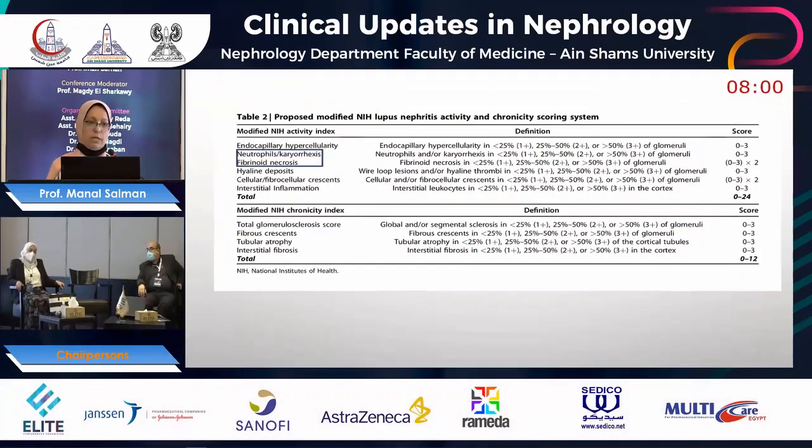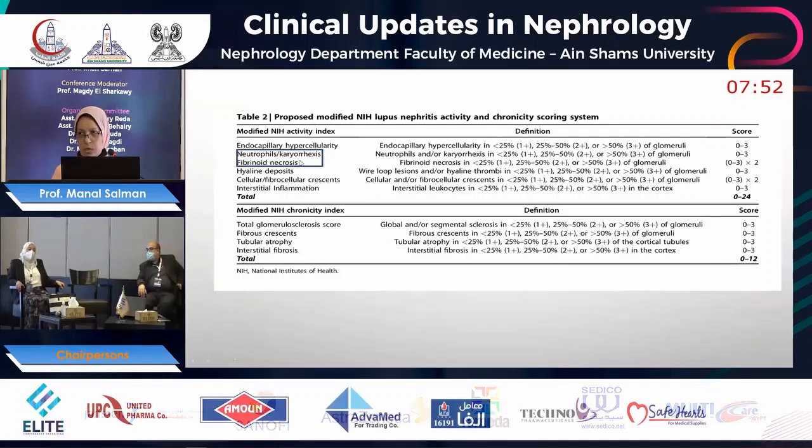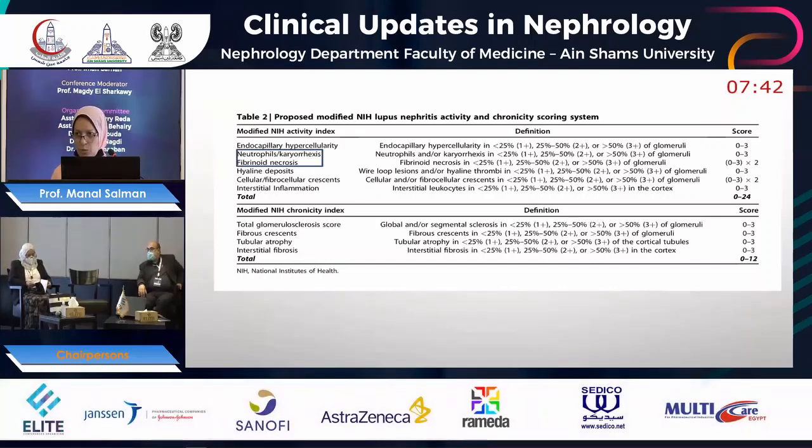طب ايه تاني؟ على مستوى ال NIH Activity and Chronicity Indices، الحقيقه الكاريوركسس كان محطوط قبل كده مع الفيبرينويد نيكروزس، والفيبرينويد نيكروزس ده حاجه جامده قوي بيتضرب في 2، في الريفيجن راحوا شايلينه وحاطينه مع نيوتروفيلز وخلاص وقللوا، يبقى قللوا قيمه وجود الكاريوركسس، بيقللوا الستيج بتاعه.